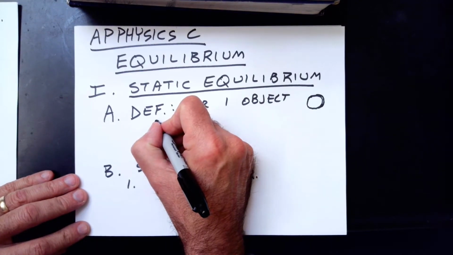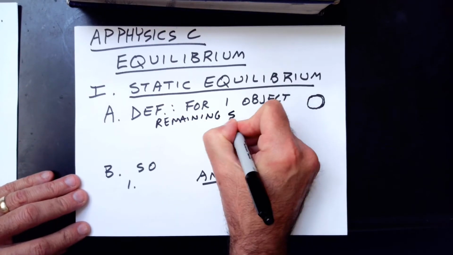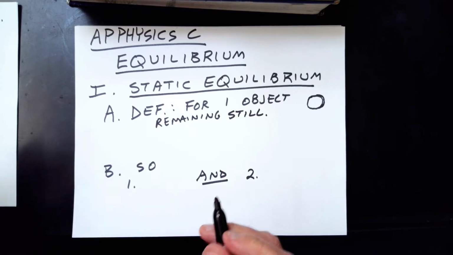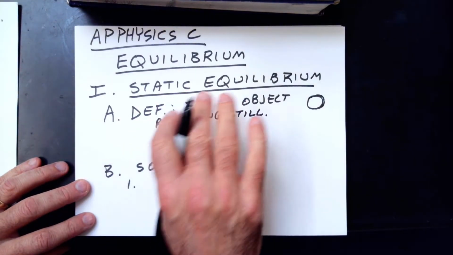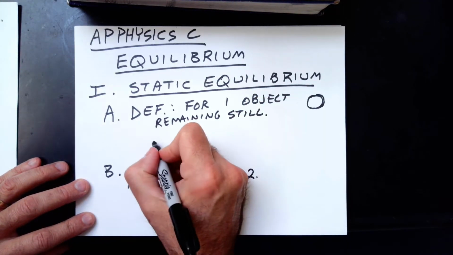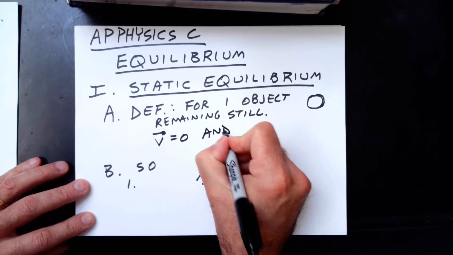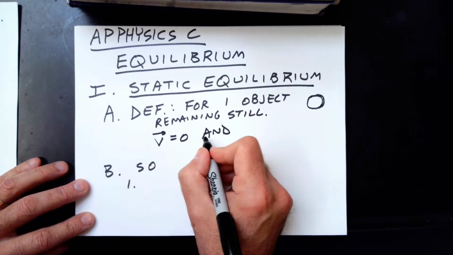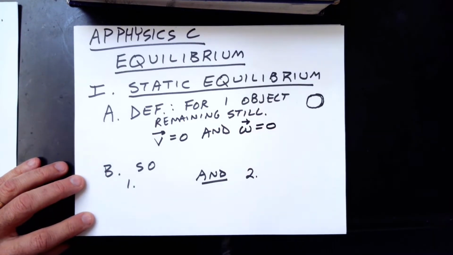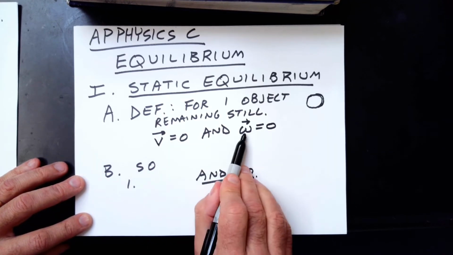It's remaining absolutely still. It's not just temporarily having a speed of 0, it's actually remaining still, not moving in any way. So not moving sideways and also not rotating in place. In other words, the velocity equals 0, and that's the velocity of the center of mass, and there's no rotation. Omega equals 0. So think about what that would mean in terms of forces and torques.